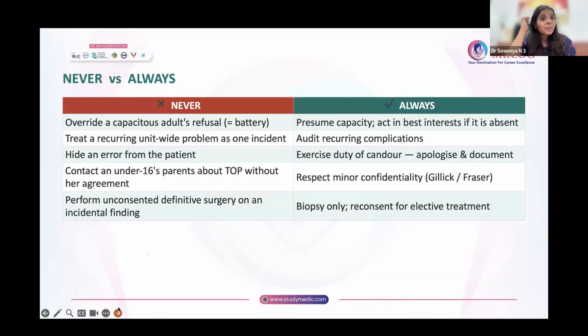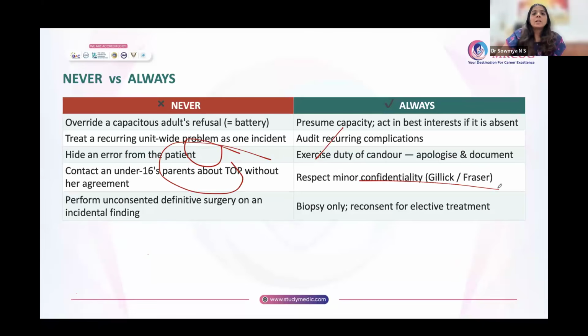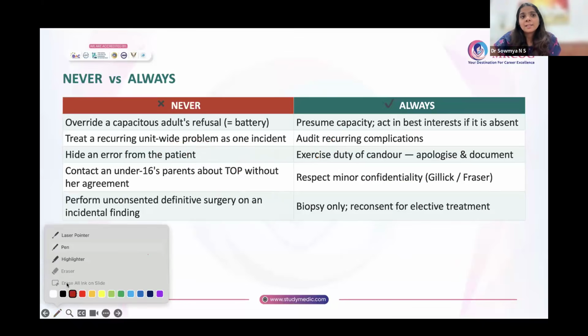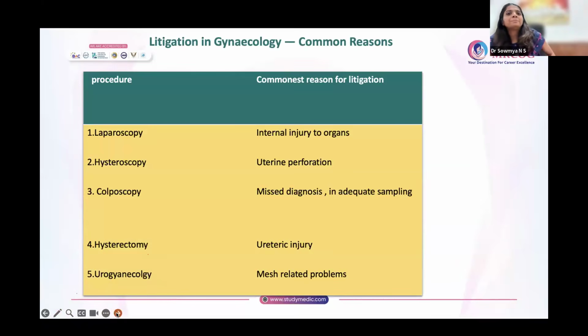Few things. Never override an adult's consent who has capacity. Always make sure that recurring complications are taken care of and done in audit. Even a single serious harm should go for RCA. You cannot hide an error, it has to be duty of candor. Without her consent, you can't actually do any procedure. Confidentiality, Gillick principles should be kept in place. And definitely, you can't do a procedure where you have not been consented unless it is life-saving, except biopsies.